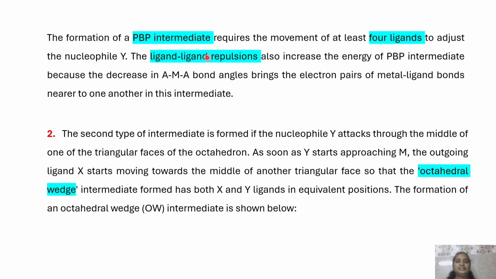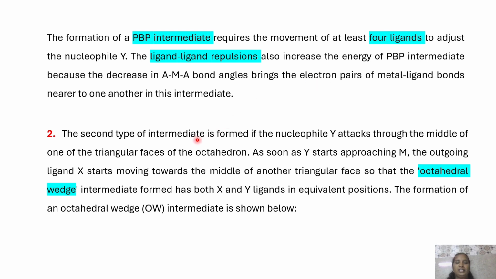In that case, ligand repulsions occur. These ligand repulsions increase the energy of the pentagonal bipyramidal intermediate, because a decrease in the MA bond angles occurs and the electron pairs of the metal-ligand bonds come closer to each other in this intermediate. So that is why the energy of the pentagonal bipyramidal intermediate is high, due to the decrease in the bond angles.